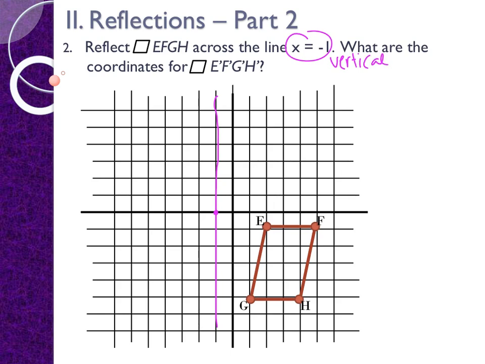So I'm going to look at each point. I'm going to look from my line of reflection. I'm going to count. So I'm going to look at E, and E is 1, 2, 3 from the line of reflection. So it would be 1, 2, 3 on the other side. So E prime. F is 1, 2, 3, 4, 5, 6. So it'll be 6 on the other side. 1, 2, 3, 4, 5, 6. I'm going to make sure I count that right. 1, 2, 3, 4, 5, 6.